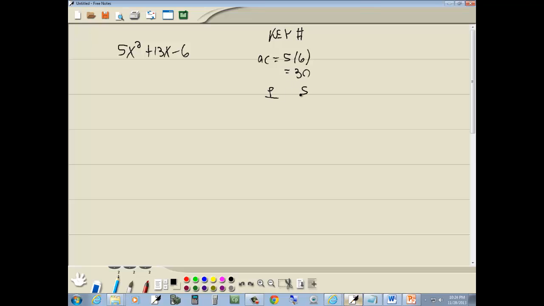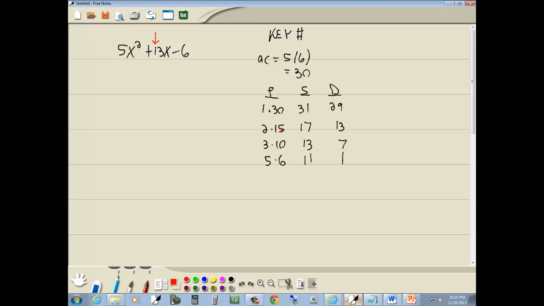And we're going to come up with 3 columns, our P column, our S column, and our D column. The P is all the products that give us 30. Well, we got 1 times 30, 2 times 15, 3 times 10, 5 times 6. And the sum column, we want to add those together. 1 plus 30 is 31, 2 plus 15 is 17, 3 plus 10 is 13, 5 plus 6 is 11. In a difference column, we subtract smaller from larger. 30 minus 1 is 29, 15 minus 2 is 13, 10 minus 3 is 7, 6 minus 5 is 1.